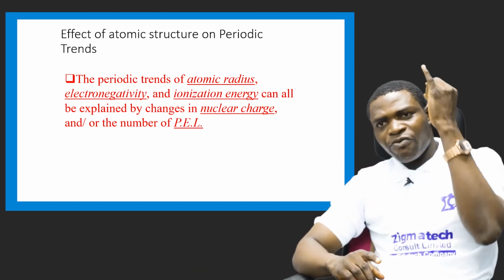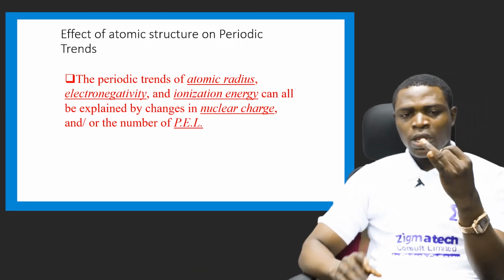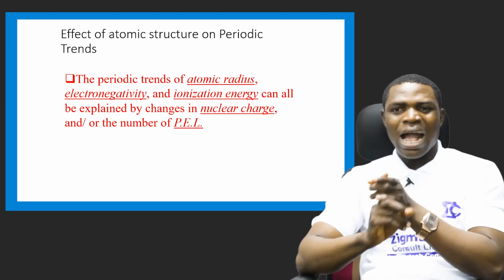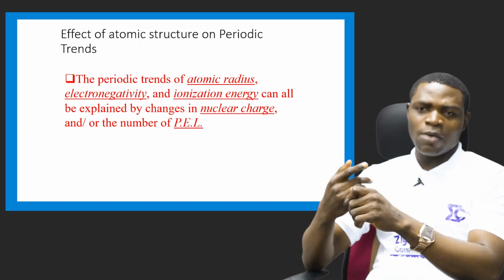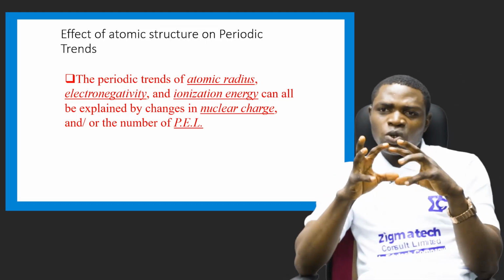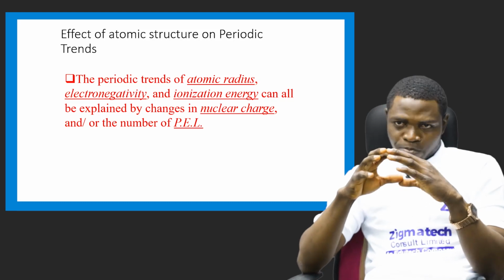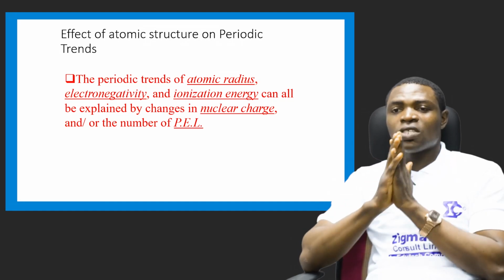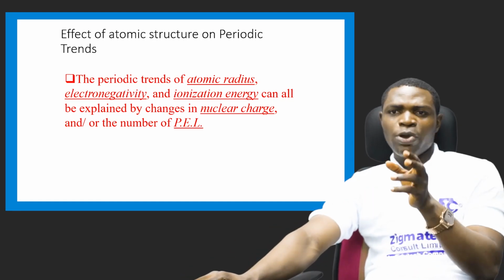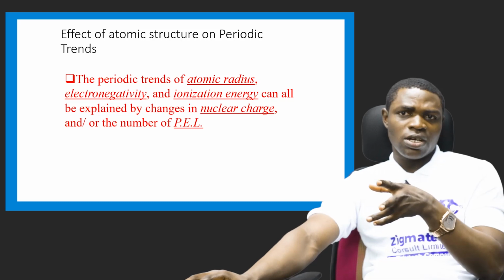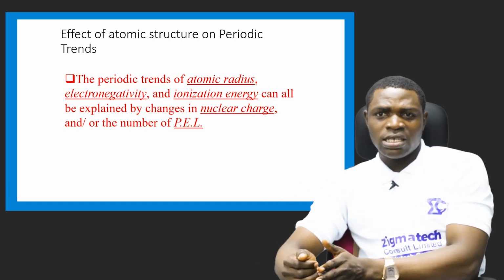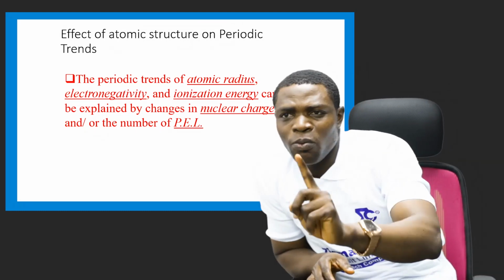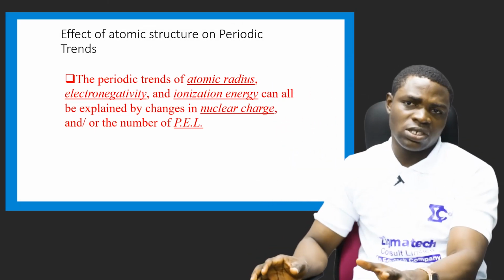Now, remember, first, we look at ionization energy. 2, electronegativity. 3, we look at the atomic radius. 4, ionic radius. 5, metallic property. And now, we want to demystify this further using the principal energy level and using a magnet as a case study in order to explain this concept better. So, the periodic trends of atomic radius, electronegativity, and ionization energy can all be explained using one principle. We call it nuclear charge.